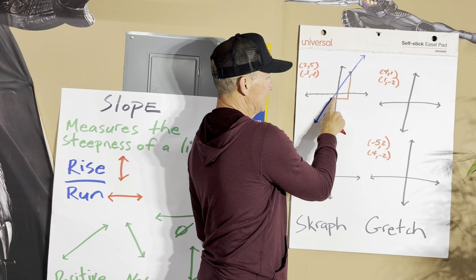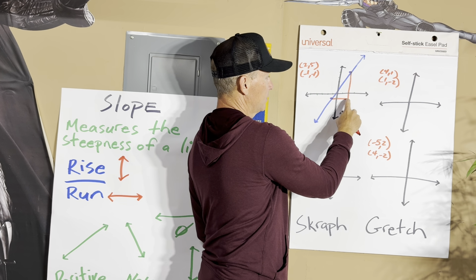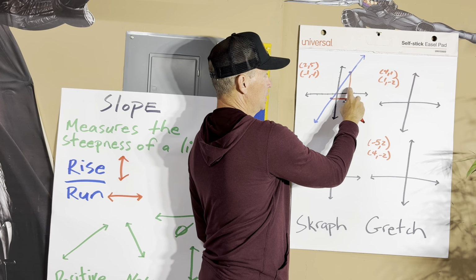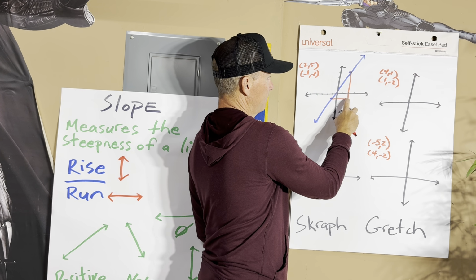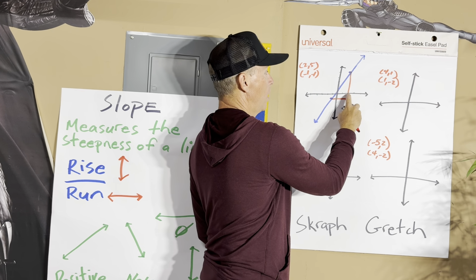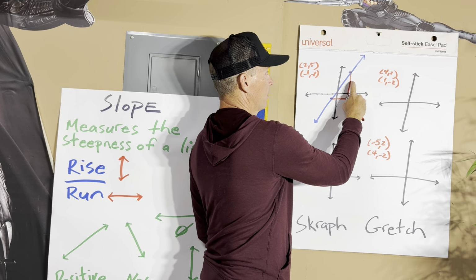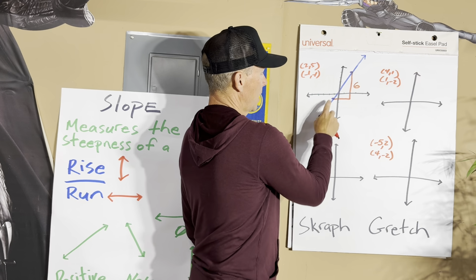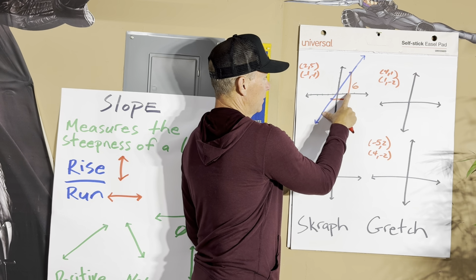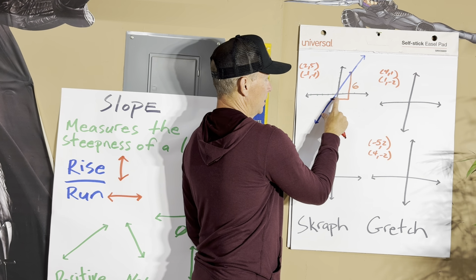Okay. Well, it went down 1 and then it went up 5. So we're going to go 1, 2, 3, 4, 5. Okay. Actually, I didn't do that right. Okay. It's going to be 1, 2, 3, 4, 5, 6. Okay. So the rise was 6. And then we do the run. Okay, so here's -1 and there's 2. It's going to go 1, 2, 3.